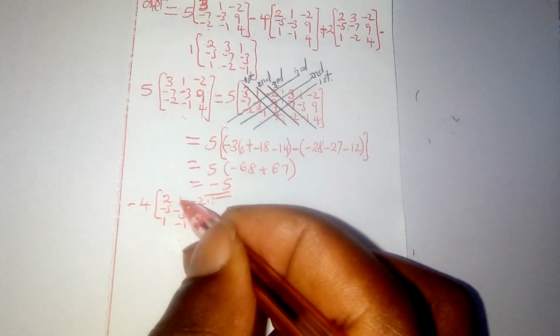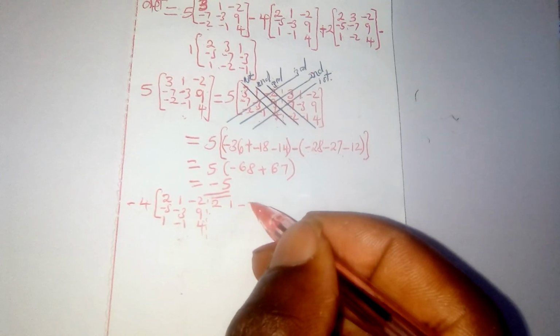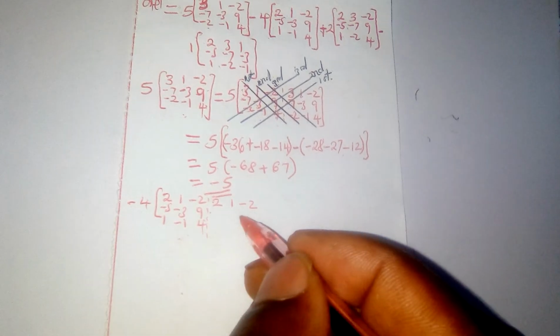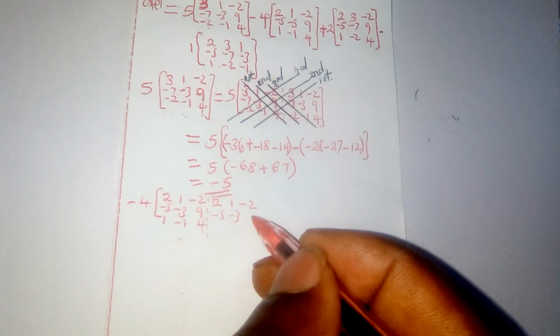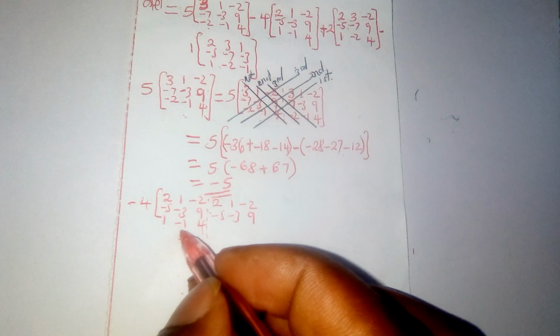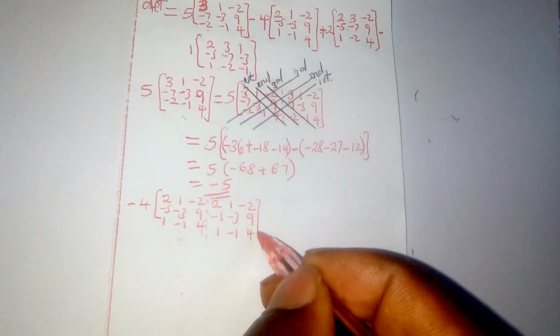So this one is 2, 1, negative 2, so I'll come here and write 2, 1, negative 2. Then this one is negative 5, negative 3, as well as 9, so negative 5, negative 3, you can see, as well as 9. Then lastly I have 1, negative 1, 4, 1, negative 1, as well as 4 there.